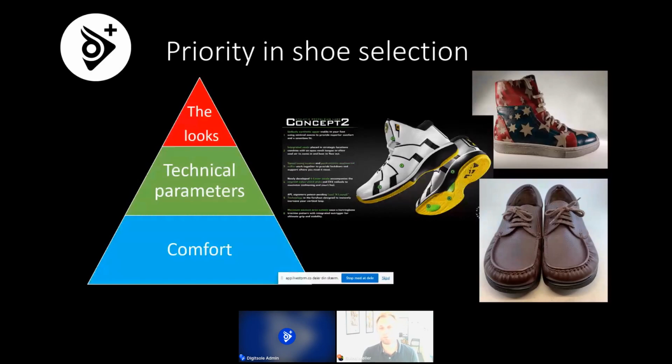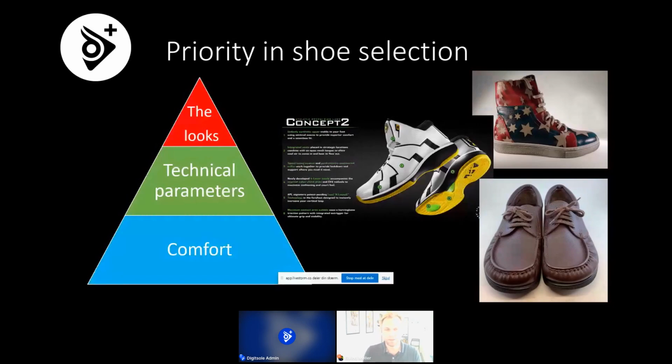Because if you don't feel comfortable, any technical parameters won't be able to help you very much. And that is, of course, the next parameter. We all are in situations where we will be able to, or will need to, have technical parameters, as is illustrated by the Concept 2 shoe here, a very technical shoe. So that is like stability guidelines or gait lines.